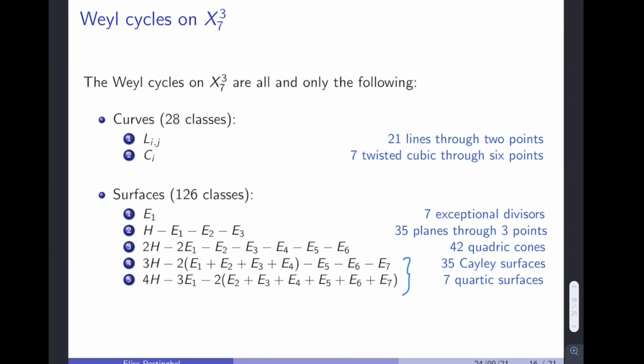So I have 35 cubic Cayley surfaces. These are surfaces with 4 ordinary double point singularities, and then I have another type of degree 4, sorry, 7 quartic surfaces. But for these, I do not have a better geometric understanding as I did have for the previous ones in terms of secant varieties, etc. So this is the full picture for P3 blown up at 7 points. And these surfaces generate the effective cone. Again.